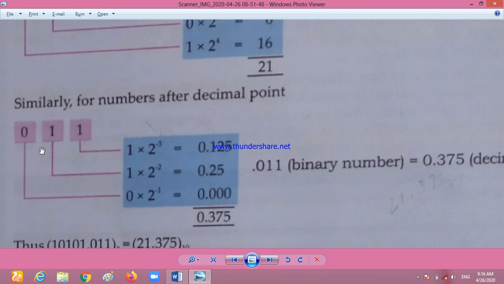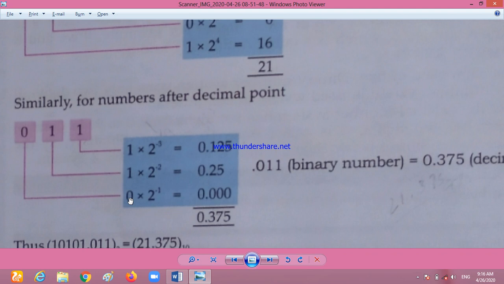1, 1, 0. But it starts from the back. 1 into 2 to the power minus 3, 1 into 2 to the power minus 2, 0 into 2 to the power minus 1. We have the decimal, so we also have the power. So 2 to the power minus 3 is 0.125, 2 to the power minus 2 is 0.25, and 2 to the power minus 1 is 0.5.